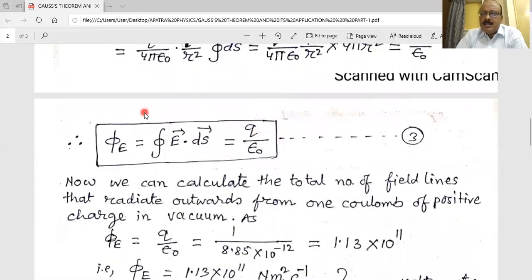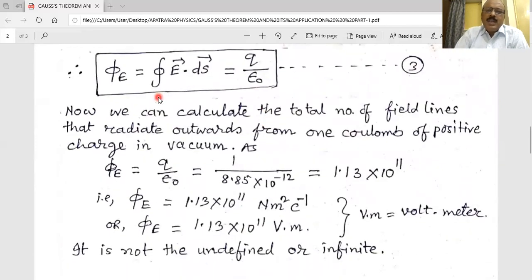Therefore, d phi e, that is the total electric flux, that is the total number of field lines, is equal to the surface integral of the electric field over a closed surface, and that is equal to q divided by epsilon naught. What is q? The net charge enclosed in the closed surface. And now we can calculate.